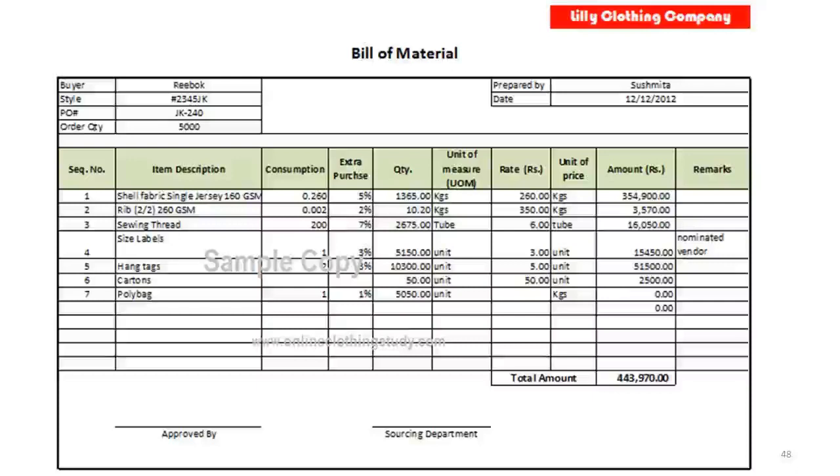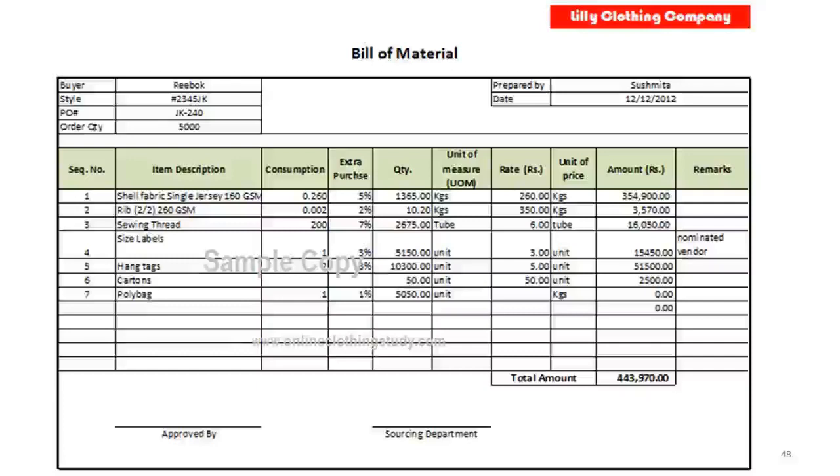So now you see, fabric is 1365 kgs, rib is 10.2 kgs, sewing thread is 2675, not kgs, it is tube or reel. If you take size label, it is units. Size labels are not per kg or per reel, it is per piece. So that's why you see size label, hang tag, carton, polybag, these are all per unit, per piece.